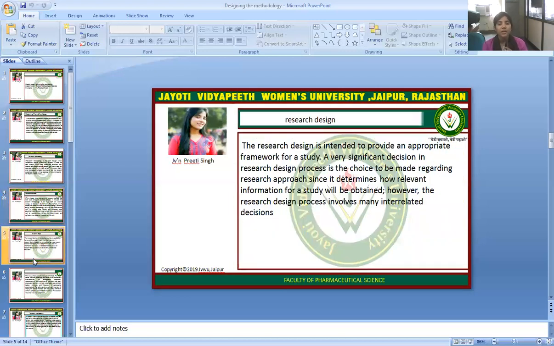So now we come to the research design. The research design is intended to provide an appropriate framework for a study. A very significant decision in the research design process is the choice to be made regarding research approach, since it determines how relevant information for a study will be obtained. However, the research design process involves many interrelated decisions.